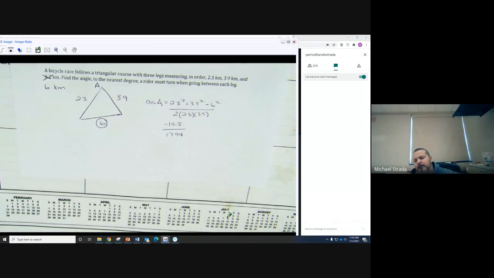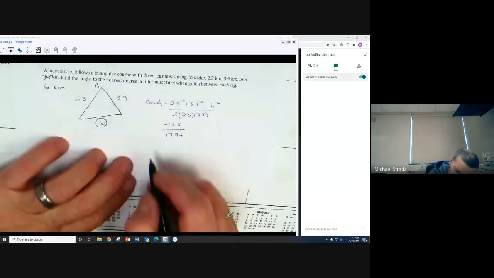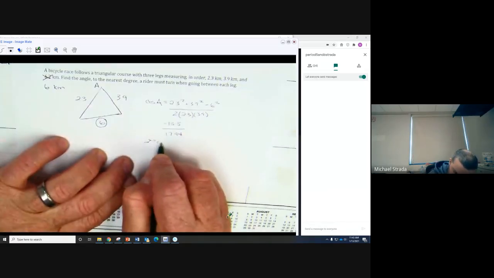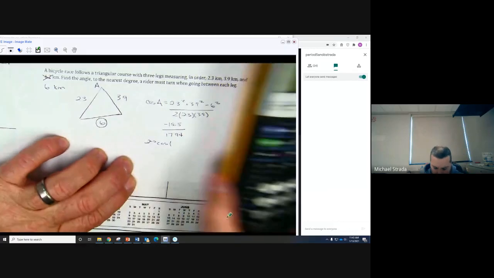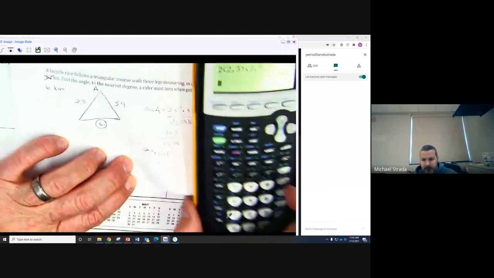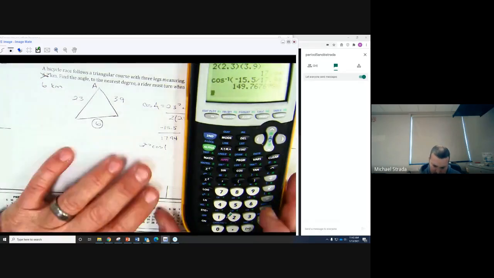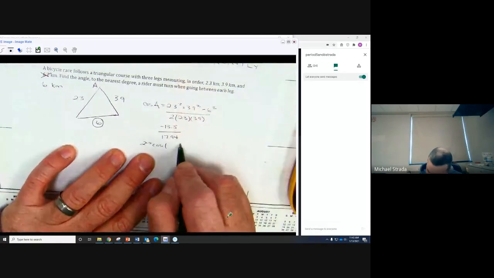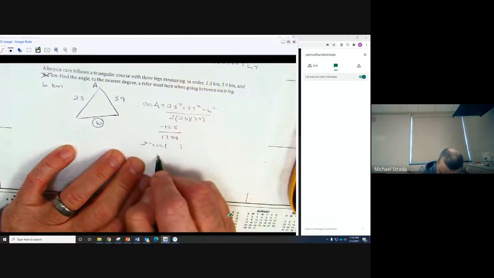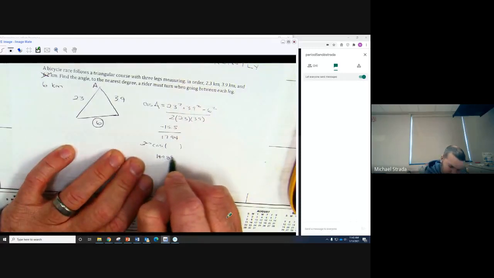All right. So now I'm going to do second cosine. Put in that as a division problem. The second cosine, negative 15.5 divided by 17.94. And it gives me 149.8 degrees.